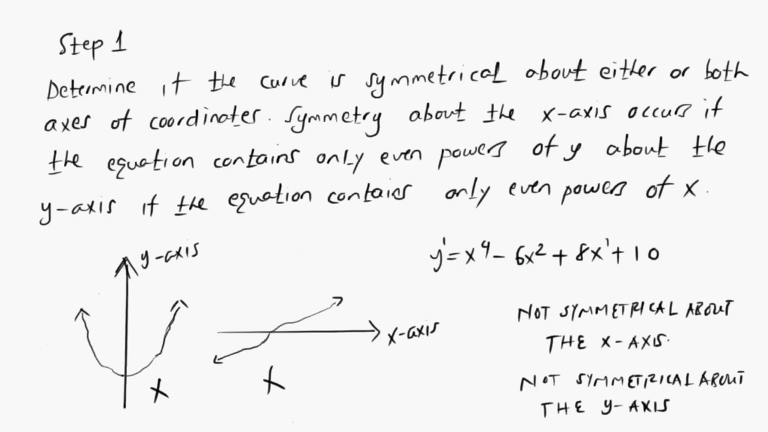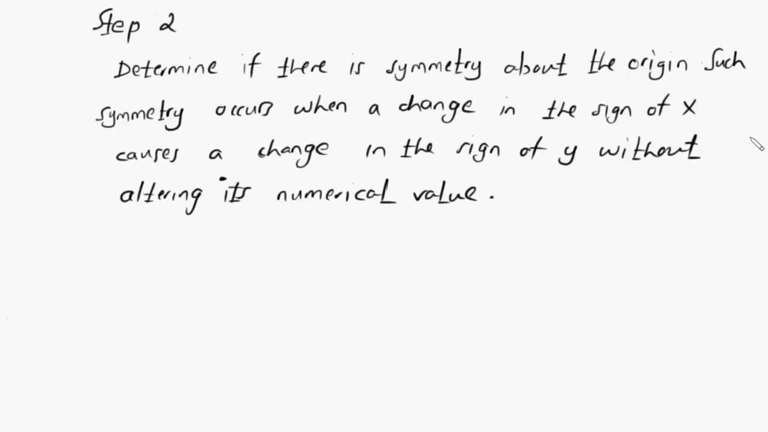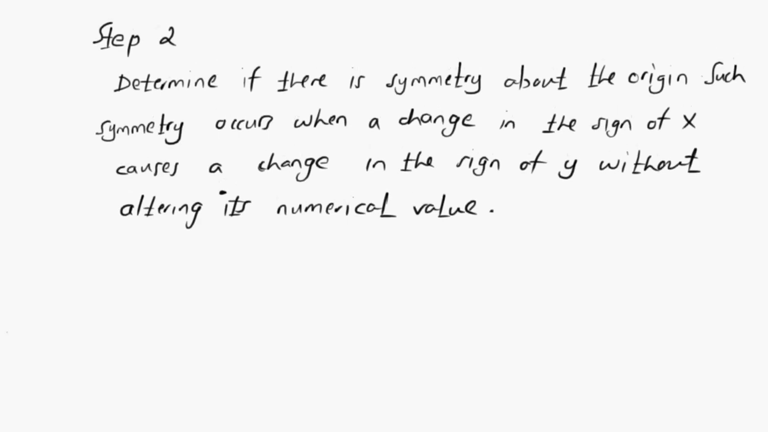Jambo la pili sasa, step ya pili. Step ya pili inasema to determine if there is symmetry about the origin. Okay, so symmetry about the origin ni kwamba kwanza curve inapita through the origin. Pili the origin divides the graph into two equal parts. So this one is our y-axis, and then this one is our x-axis. So symmetry about the origin ni kwamba graph inapita kwenye origin na divide it into two equal parts, whatever the form or shape it takes.